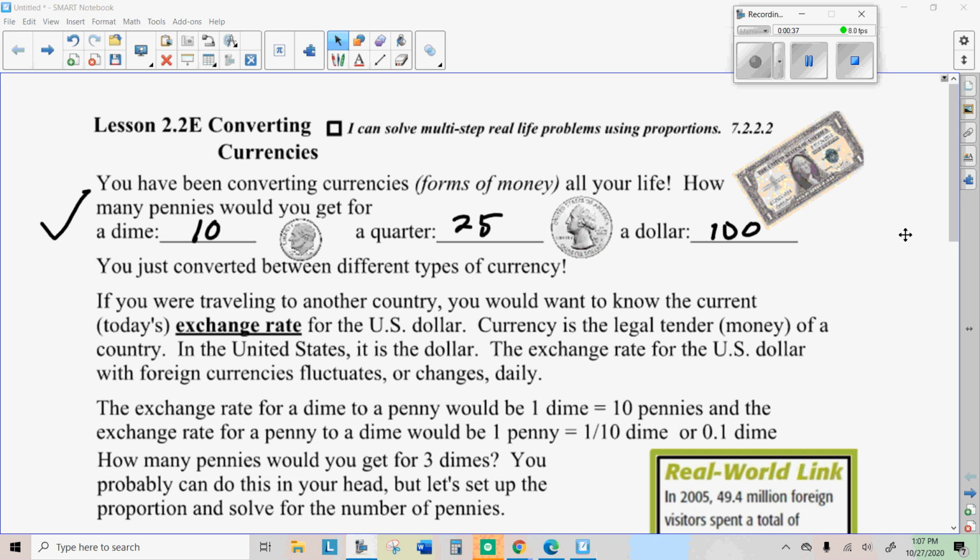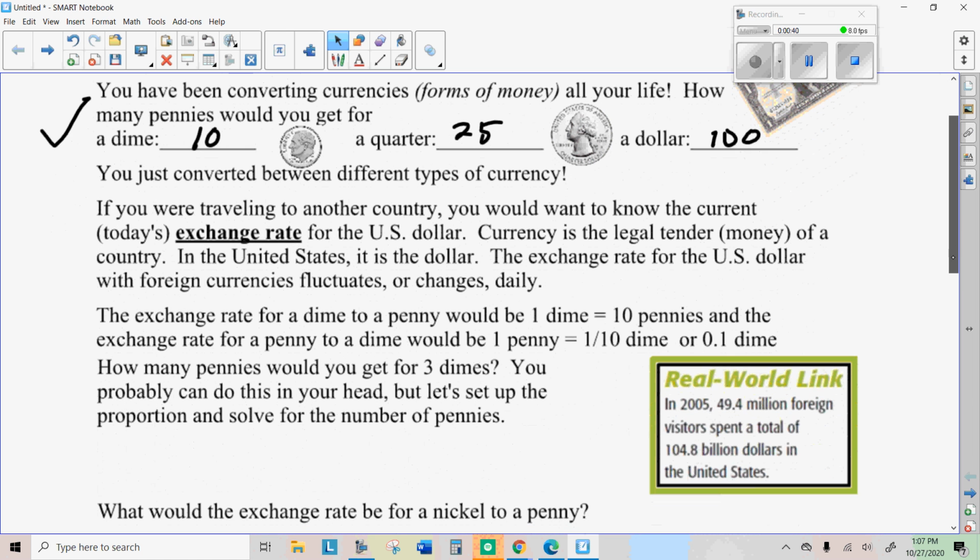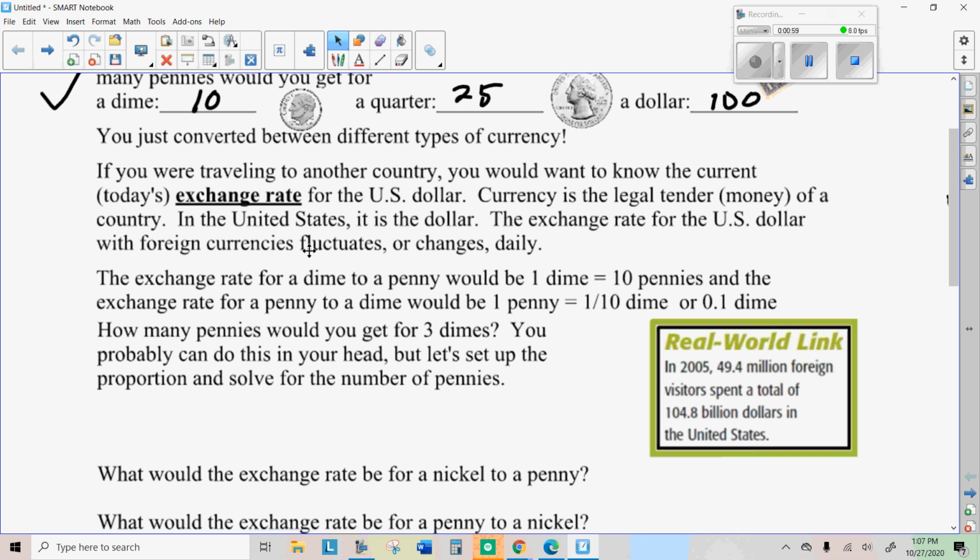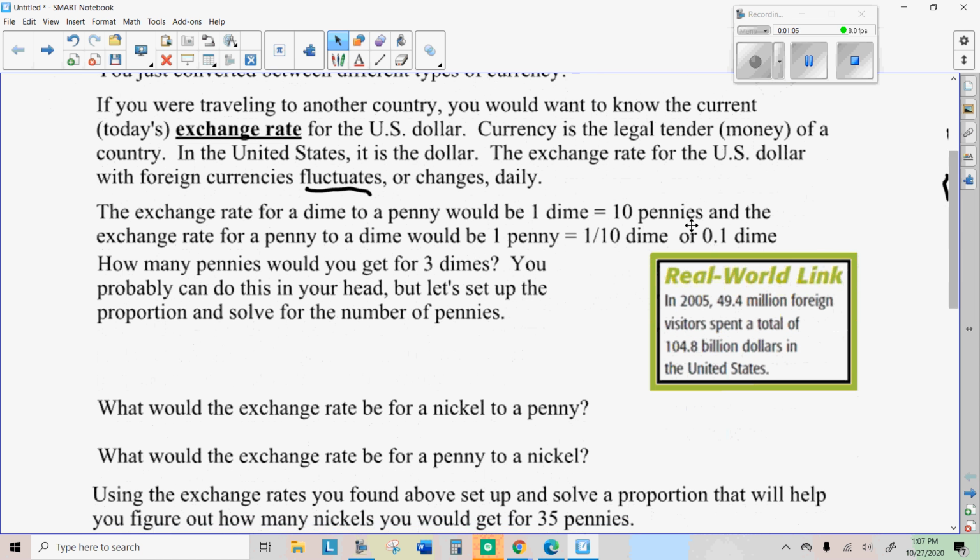All right, so we just converted in our own currency. Now, if you're traveling to another country, you would want to know the current exchange rate for the US dollar. Currency is legal tender of a country. For the United States, we use a dollar. The exchange rate for the US dollar with foreign currencies changes daily. We say it fluctuates. The exchange rate for a dime to a penny would be 1 dime equals 10 pennies. The exchange rate for a penny to a dime would be 1 penny equals a tenth of a dime, and so on. So it's kind of like a unit rate.